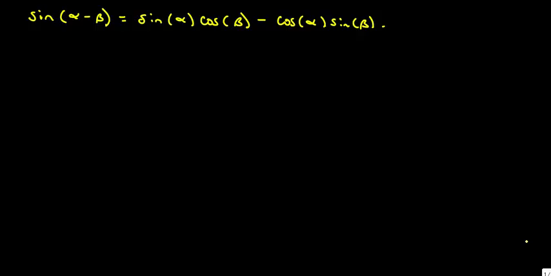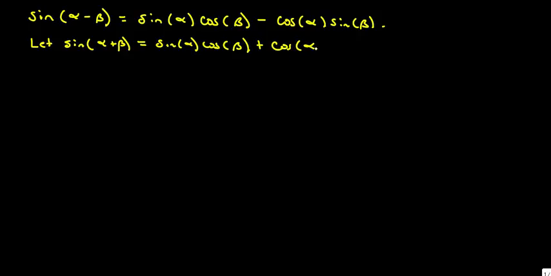A formal proof is written by writing down first what you know and then substituting those values in for the quantities that you're trying to determine. So we know the following. From the last video, we have the sine of the sum of two angles is equal to the sine of the first times the cosine of the second plus the cosine of the first times the sine of the second. So we say, okay, let this thing over here be true.